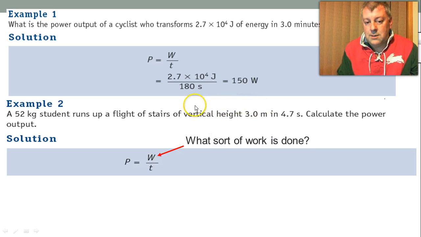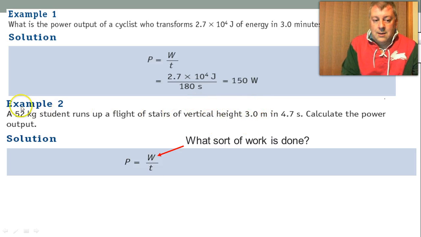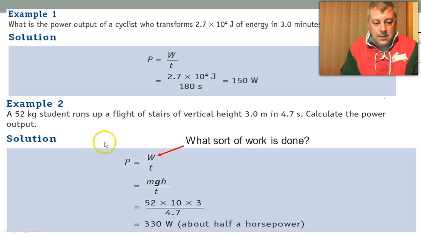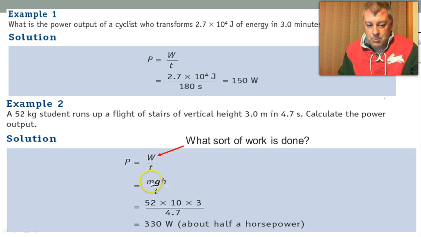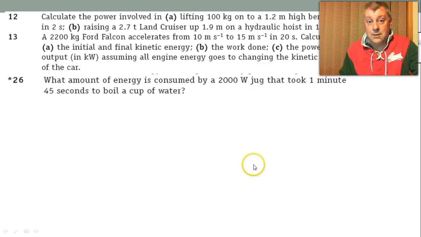So, because we're raising the student 3 meters up, that means that the work done we replace with the formula for gravitational potential energy, mgh. Put the numbers in, remembering we use 9.8, and you get 330 watts. Now if you come down those stairs, that's how much energy is being converted from gravitational potential energy into other forms.